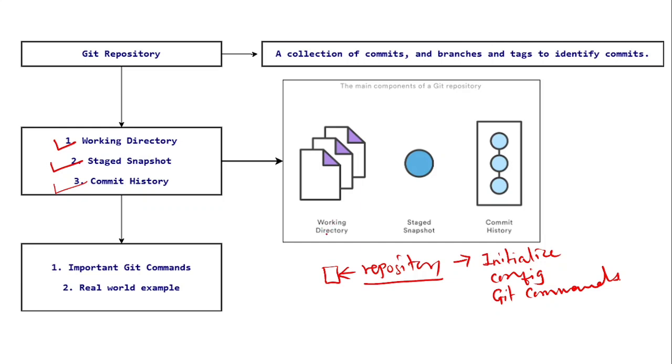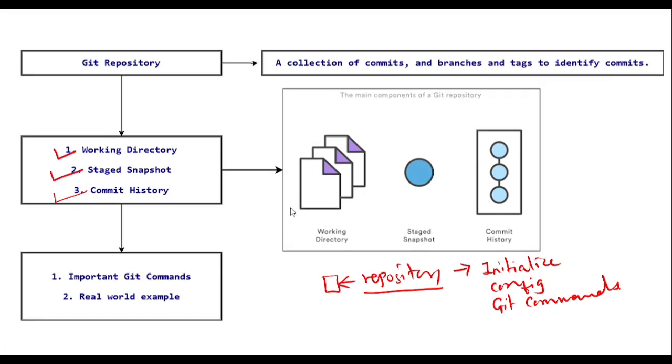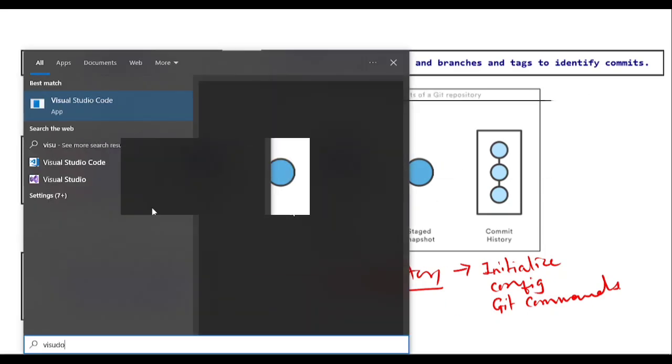So without further delay, let's get started understanding what is working directory, staged snapshot, and commit history with a practical approach. We are also going to cover important git commands, and we are going to cover one real world example using these important git commands. So let me quickly open Visual Studio Code.